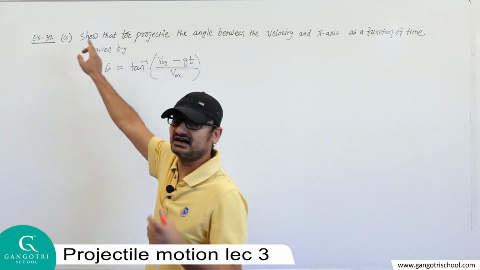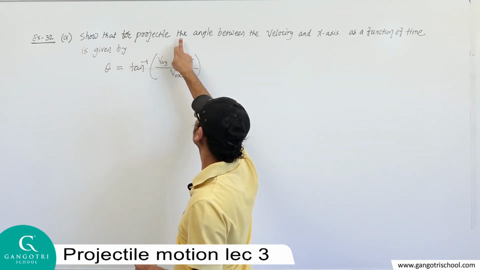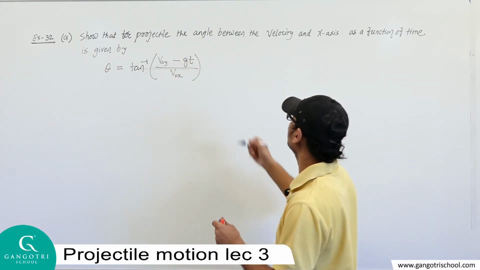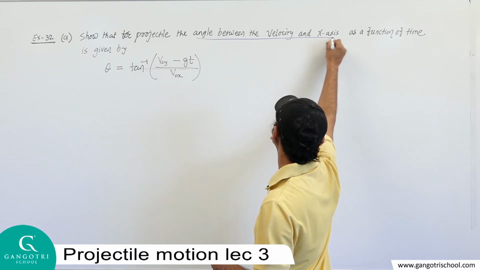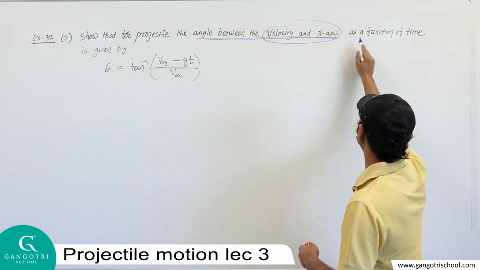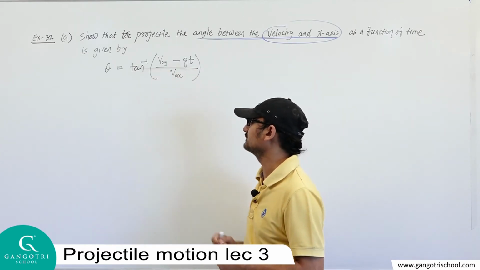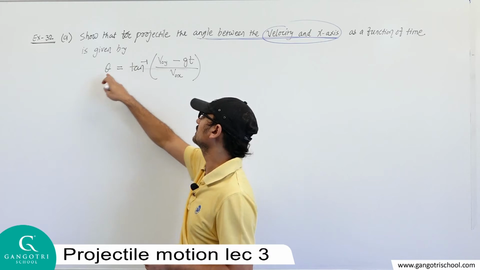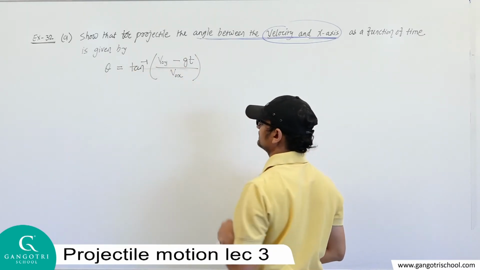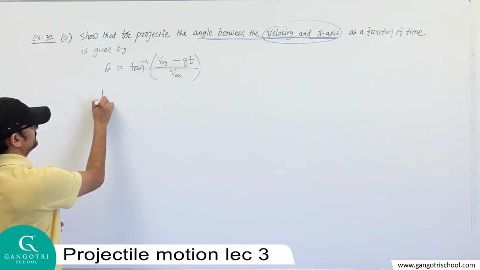Show that, means they ask us to prove that for projectile motion the angle between velocity and x-axis, as a function of time, is given by this equation. We would like to derive this equation. Theta is the angle between velocity and x-axis, and that angle we would like to prove is this one. Okay, so let's understand with the help of a diagram. It's very easy to prove.